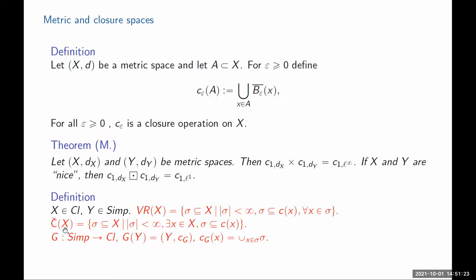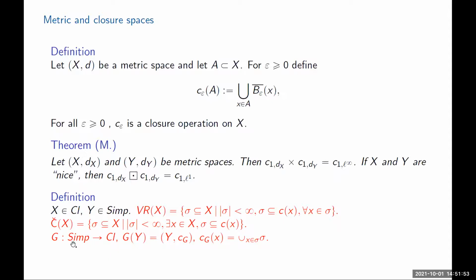Similarly, you can also define the Čech complex; this extends the definition of the Čech complex. It's all finite subsets of X such that there is a point in X, possibly outside of that subset. It doesn't have to be in sigma, but you want there to be this point so that your simplex is contained in the closure of that point. So this extends the Čech complex definition.